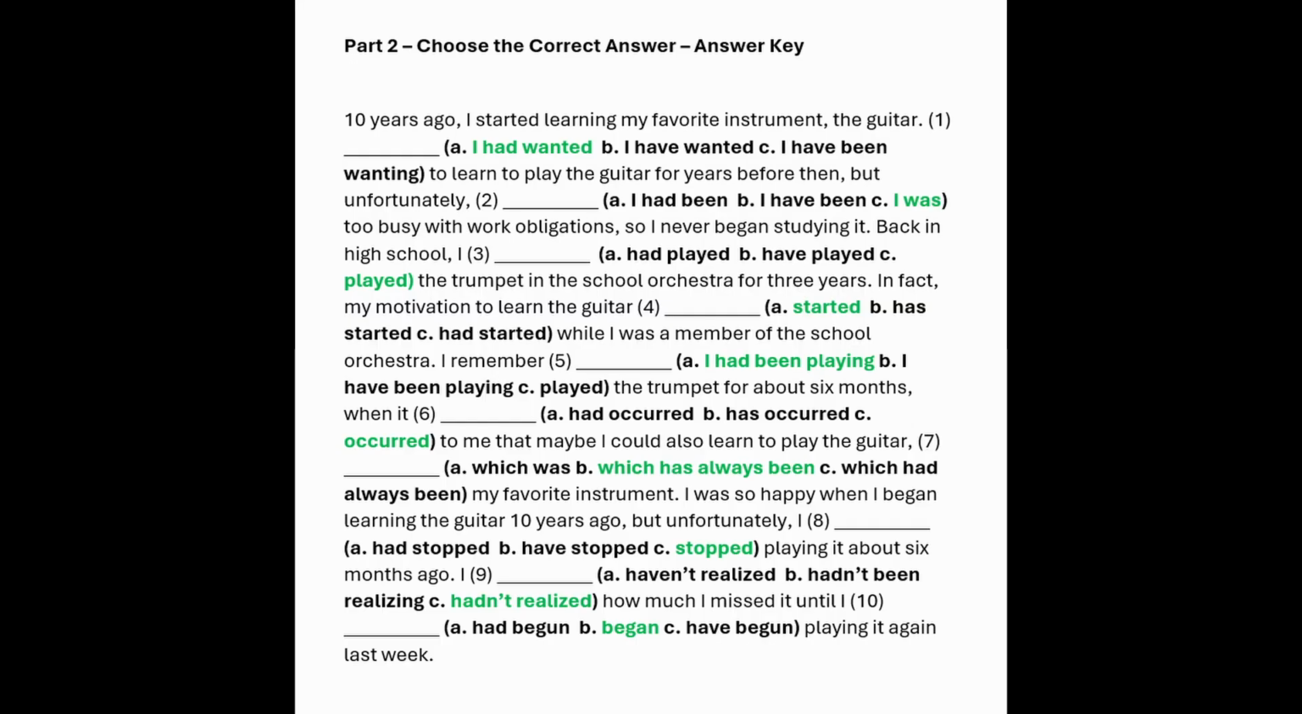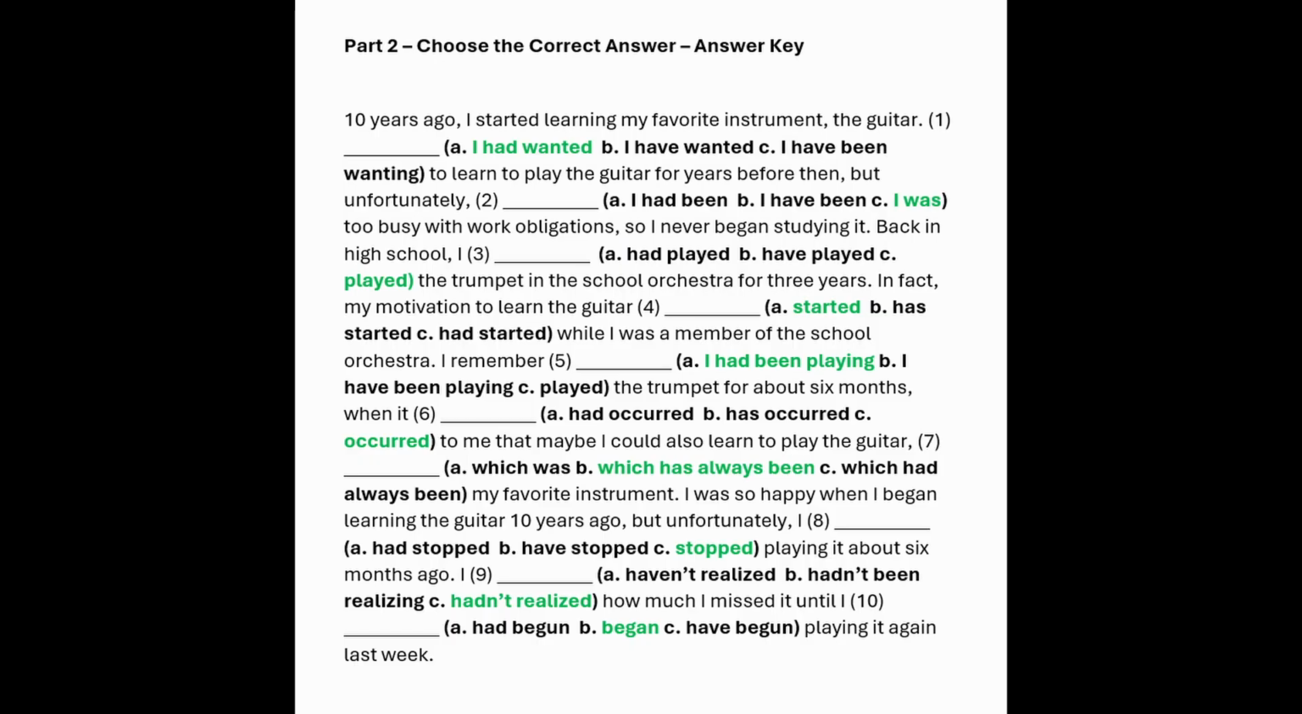For the same reason that number 3 is played. We're discussing one action, only one action. We're not comparing two, and this action is finished in the past. So number 4 should be A, started while I was a member of the school orchestra.